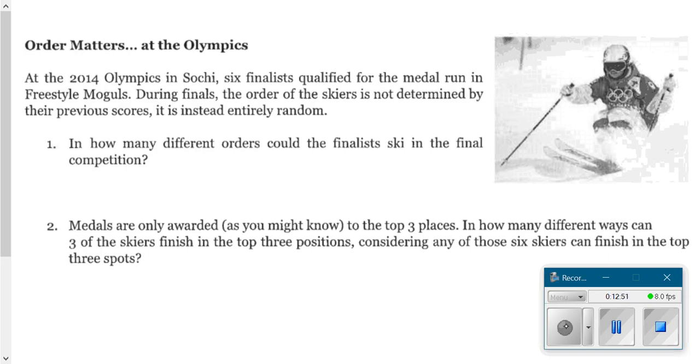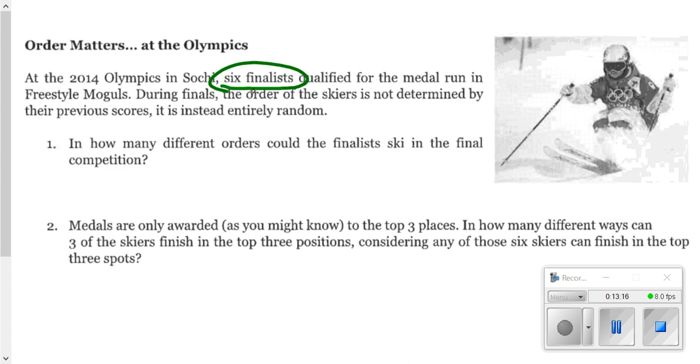Okay, our next example was about the Winter Olympics. So at the 2014 Winter Olympics, 6 finalists qualified for the medal run in the freestyle moguls. During the finals, the order of the skiers is not determined by their previous scores. It's entirely randomized. So it's like putting the names in a hat, so to speak, okay? So in how many different orders could the finalists ski?